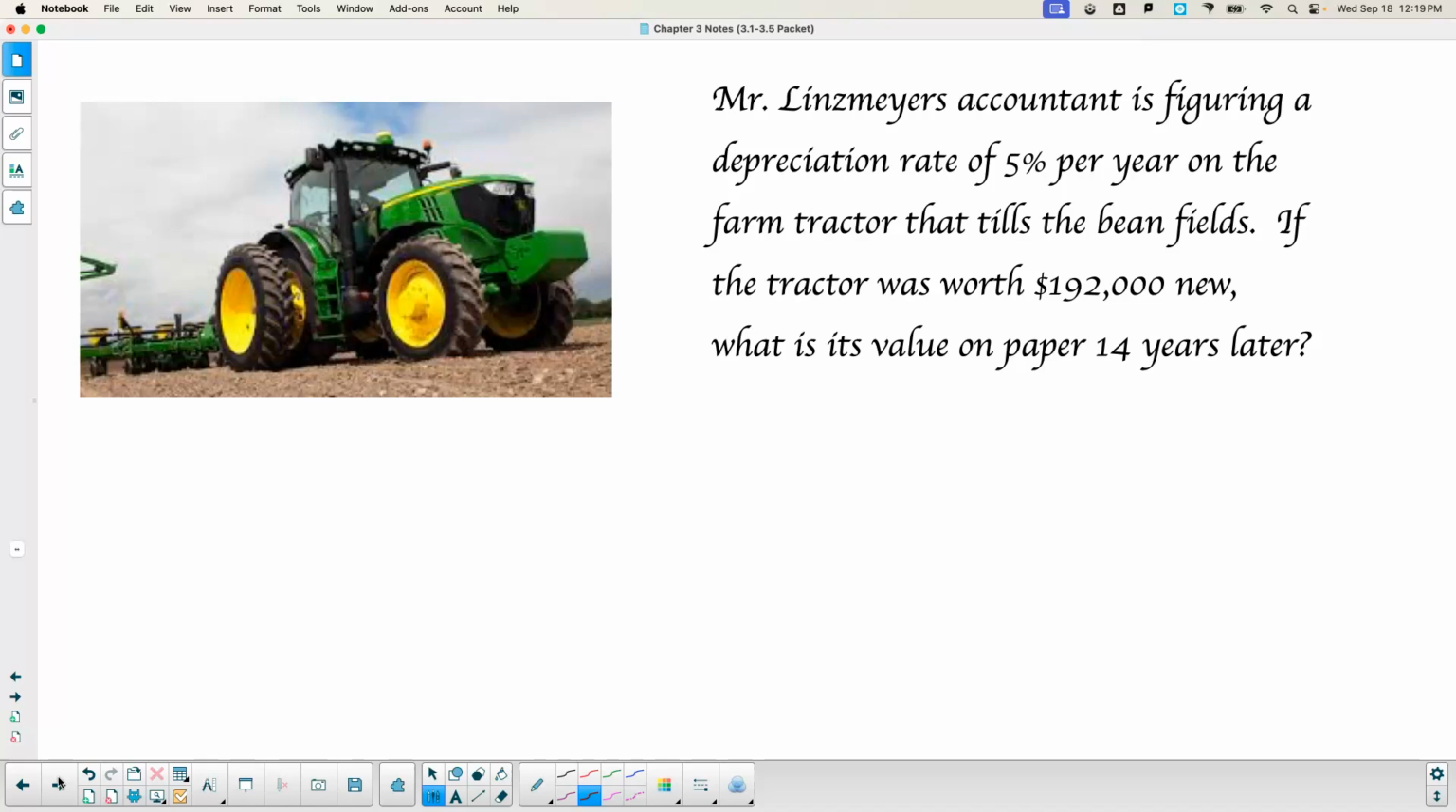Try this one. Now, find me what the value of my 6210R tractor is in 14 years. TL, that's what that tractor is right there. Currently in the shed in my farms. True story.